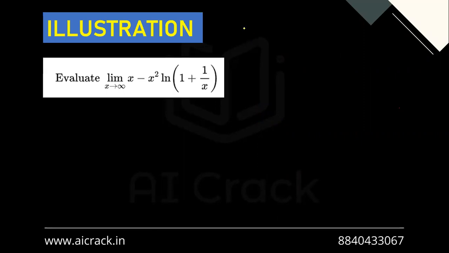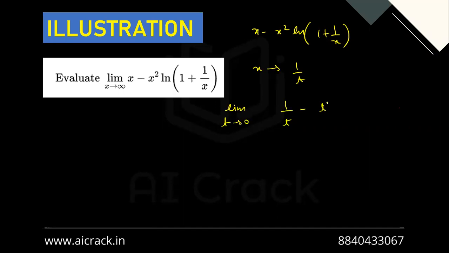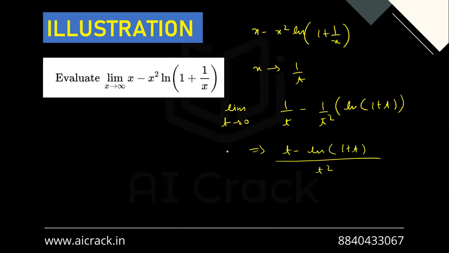So let's look at this example. It says x minus x square ln of 1 plus 1 by x. So first of all, I'll convert this into a standard form, ln of 1 plus t, or 1 plus x, whatever. So I'll write x as 1 by t. In that case, it will become limit t tends to 0, 1 by t minus t square ln of 1 plus t, right? Now this will become, sorry, this is 1 by t square. t minus ln of 1 plus t divided by t square.